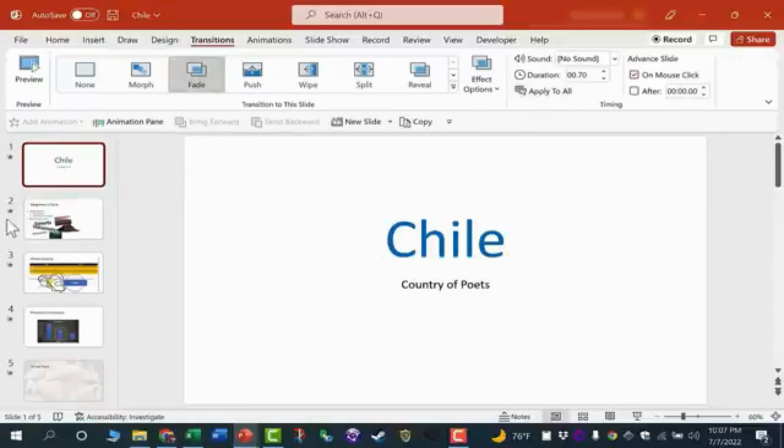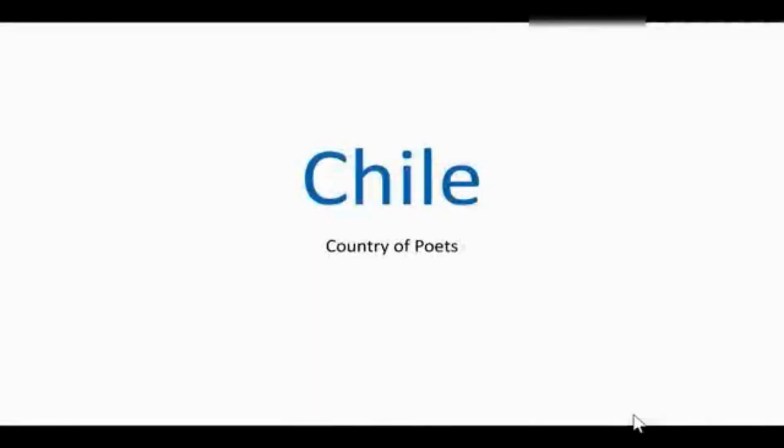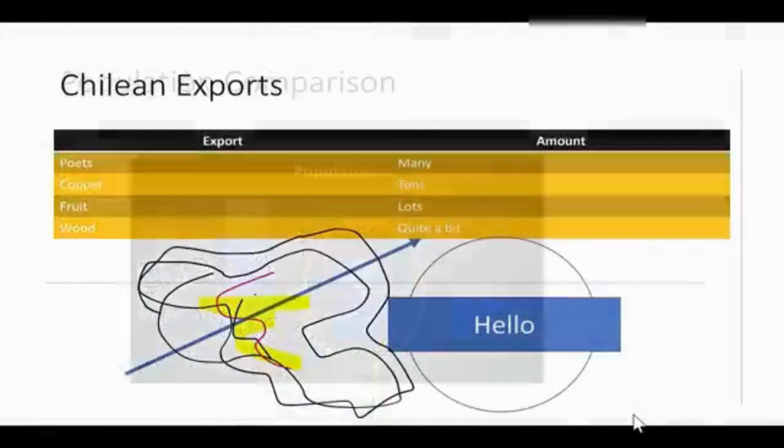Now, if you look here at the left, each of my slides has a little star with some lines to the left indicating movement. So now each of my slides should have the same transition effect, a simple fade.